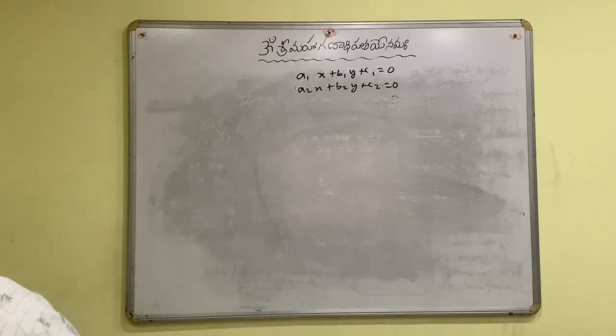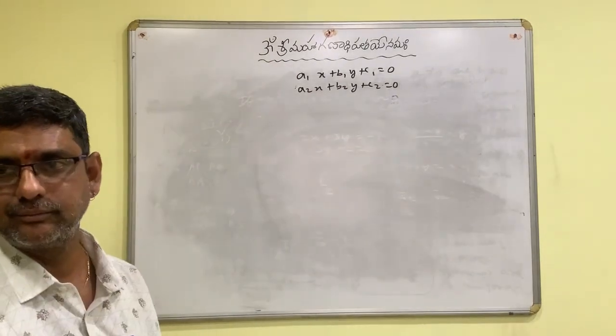Now, see the word problem. Half the perimeter of a rectangular garden whose length is 4 more than its width is 36. Find the dimensions of the garden. This is what he is asking.